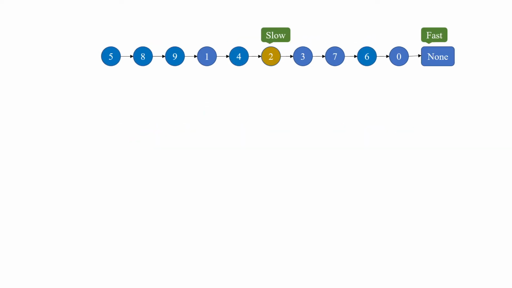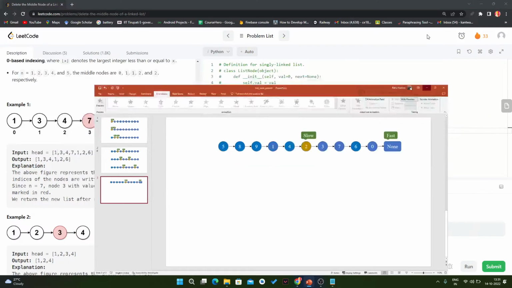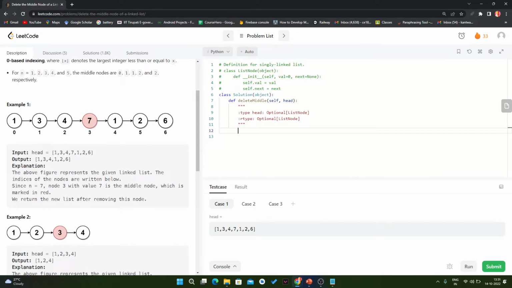Now let's try to code it out. Okay, so first of all, we have three variables: previous, slow, and fast. Our previous will be None, and our slow and also our fast will be at head in the initial stage. Then we have to run a while loop. In that we have to check whether our fast is not equal to None, and also our fast dot next is not equal to None.